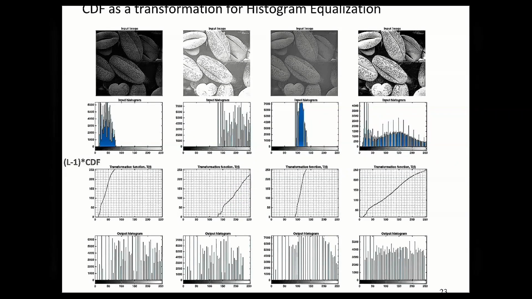Now, mathematically, how can I write it down? What is the transformation function? This is S and this is R. This is the transformation function. This is the input intensity and this is the output intensity. I'm transforming this to this. So what will be the equation? If I want to do it on paper, I need an equation, right?